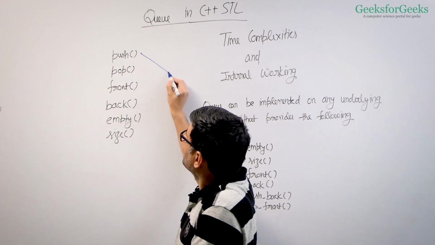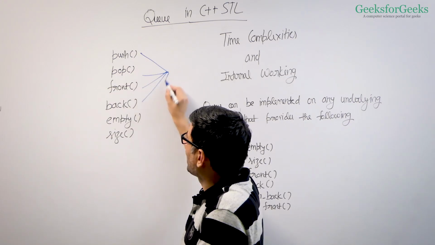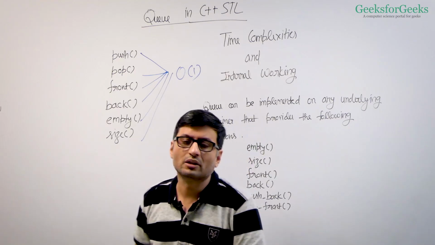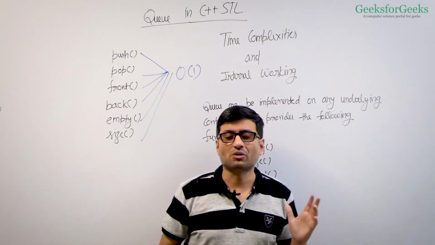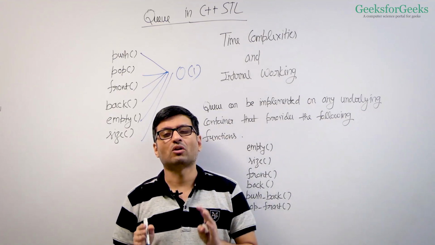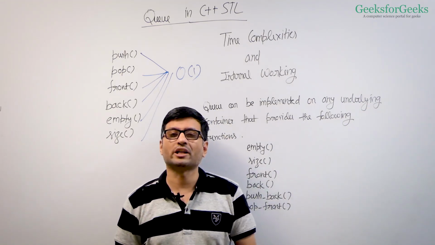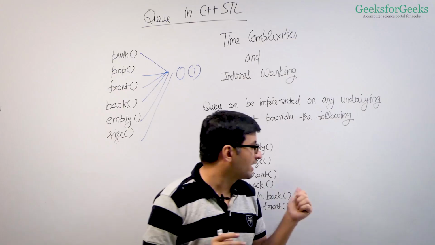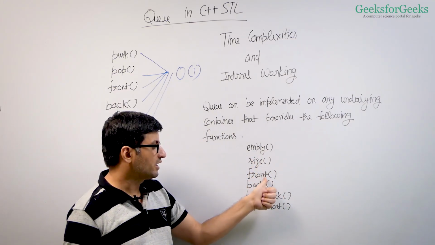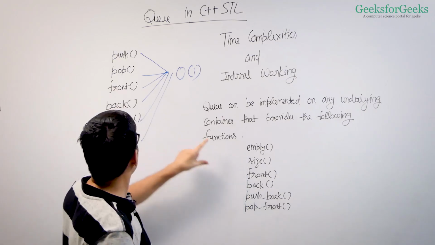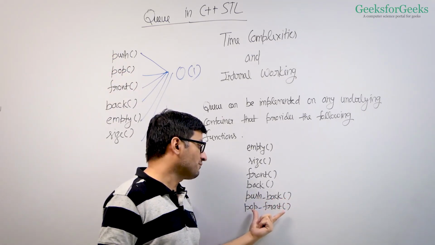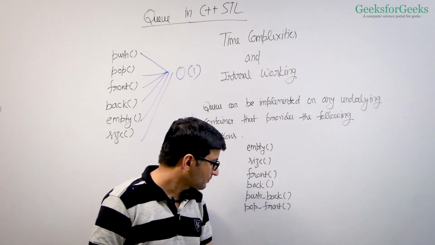All these operations in queue have time complexity as big O of 1, like stack. Let's see how. How does queue work? Queue can be implemented on top of any underlying container that provides these functions: empty, size, front, back, because these functions have to be implemented here. Push back for the push, pop front for the pop.